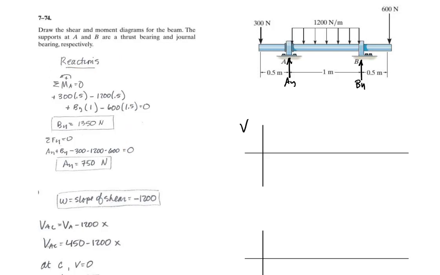AY is, well, first of all, this is negative 300. That's where it starts. So it goes down negative 300. Then over here is zero change. Then it goes up 750 to get up to something like that. So let's start with negative 300.